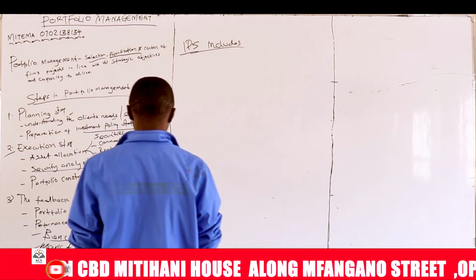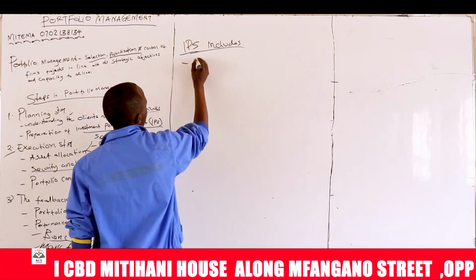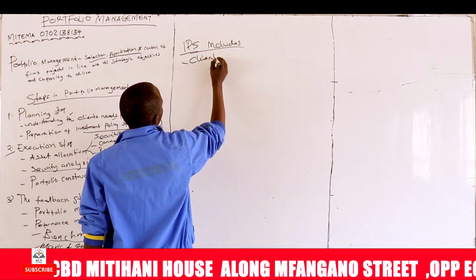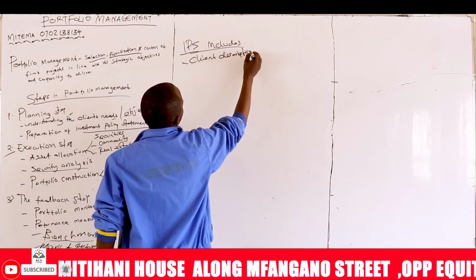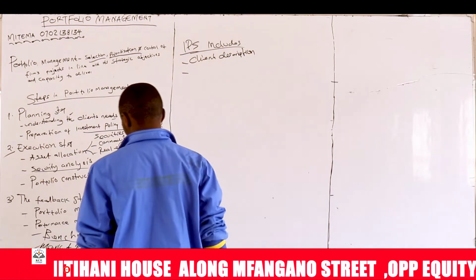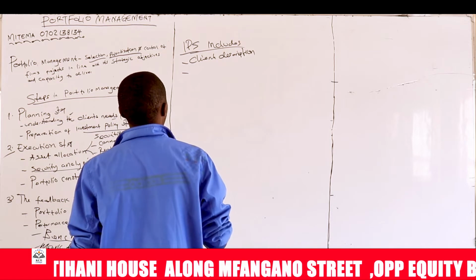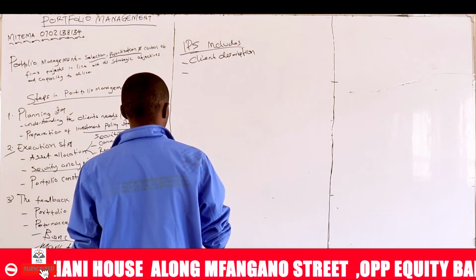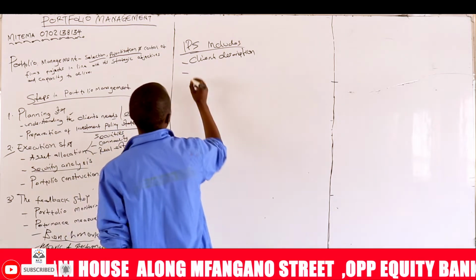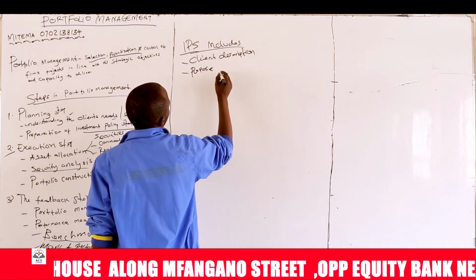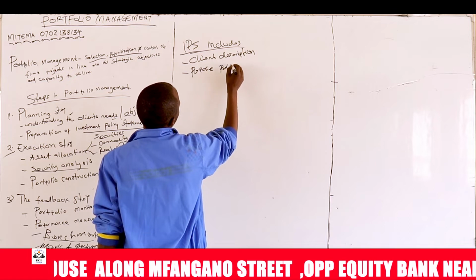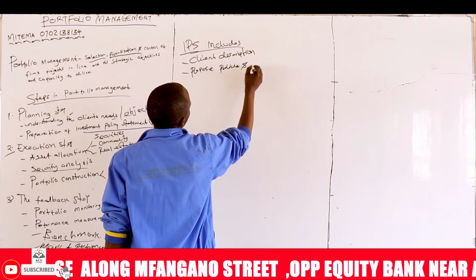a brief description of the client. Number 2, it will have the purpose of establishing policies and guidelines. So the purpose, policies, and guidelines.